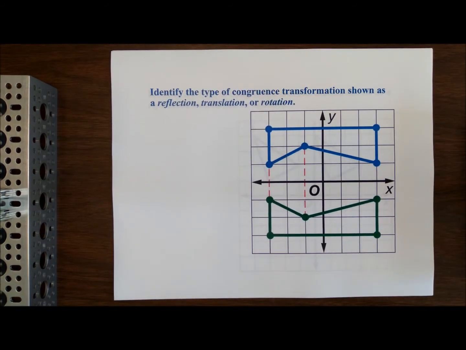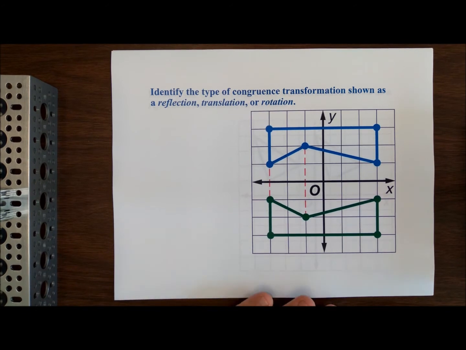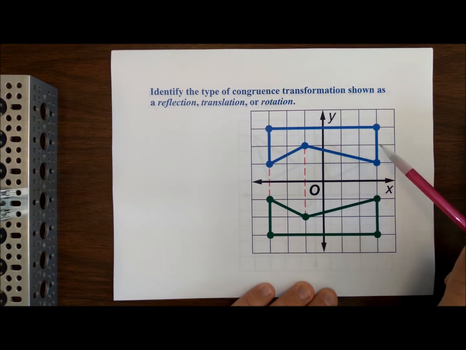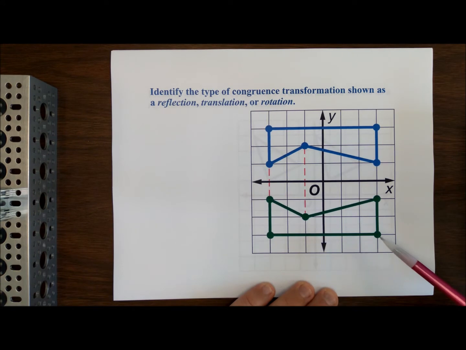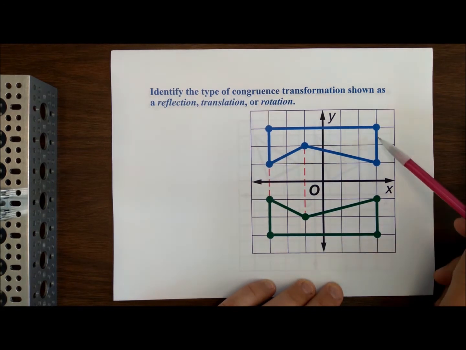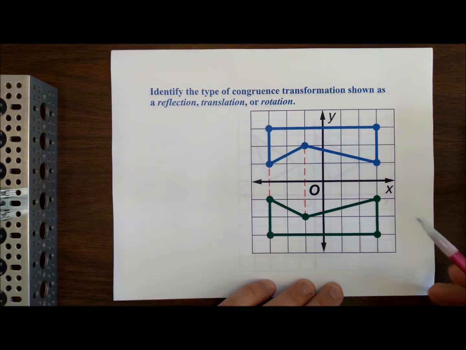All right, what's this guy? Reflection, translation, or rotation. We've got our pre-image here, and it appears that we have this irregular concave pentagon and its image down here, okay? It looks like a reflection, and we can confirm that if we identify the line of reflection. It looks like this is being reflected over what line?